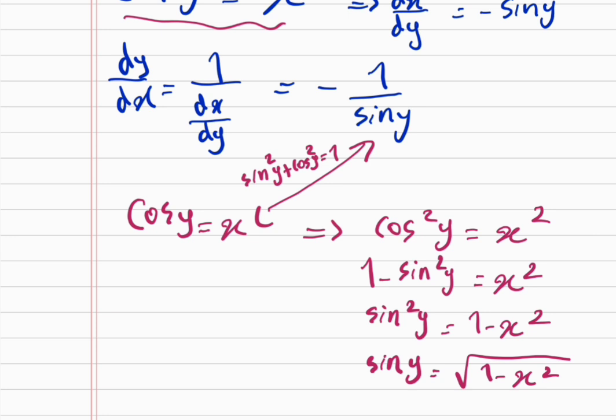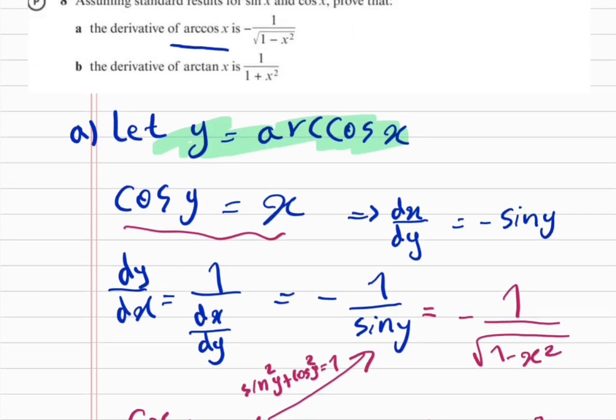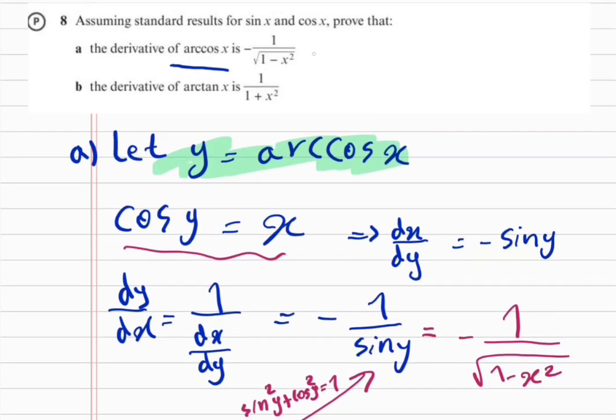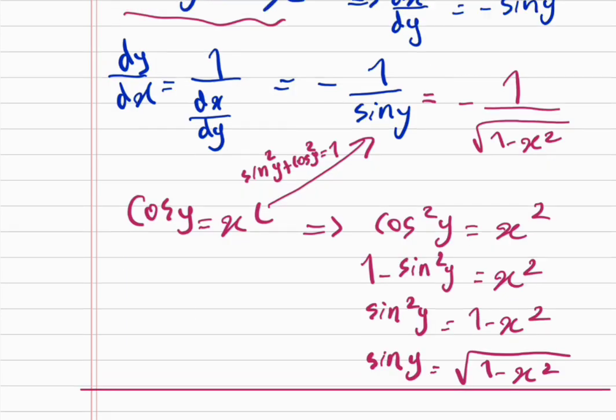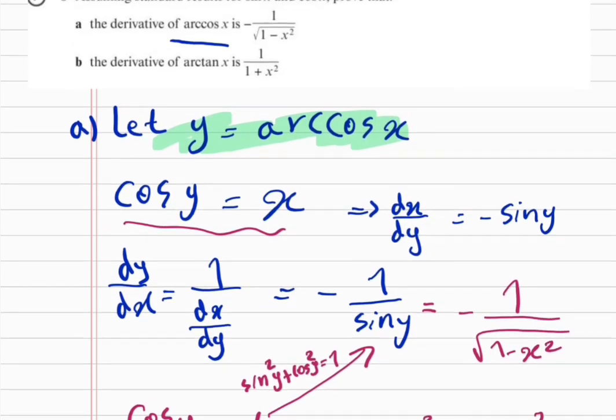So let me substitute this into here and then show you the question again. So now instead of sine y, we can write square root of 1 minus x squared, and this is exactly the same form that we were asked to show, minus 1 over square root of 1 minus x squared.